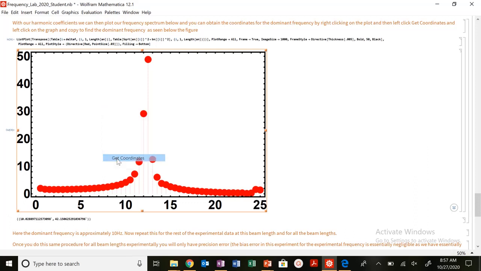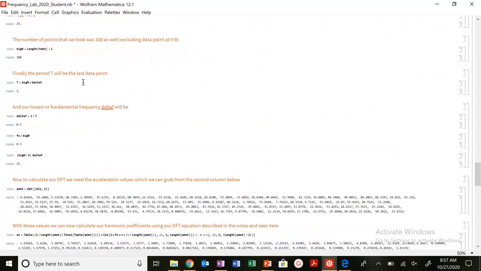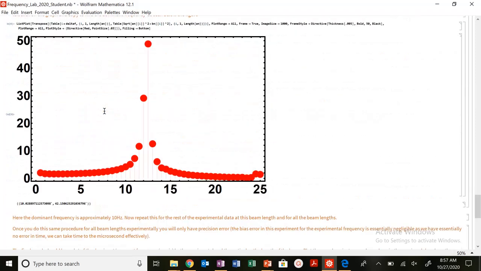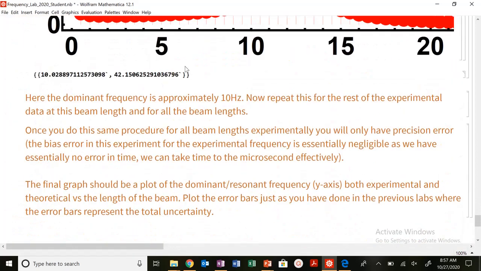The dominant frequency here would be about 12.5 hertz. You can see that's quite different from my theoretical or nominal value. But I don't know yet if they're going to overlap or not. I have to calculate my total uncertainties. You have 5 runs, so there's definitely going to be some precision error here. Now, bias error.